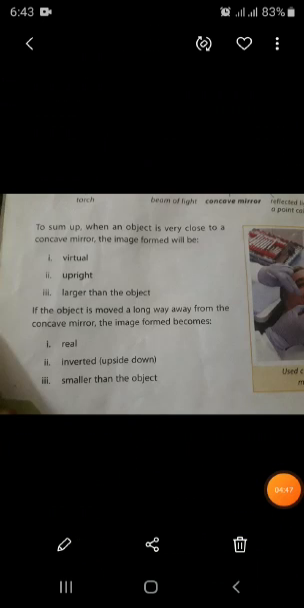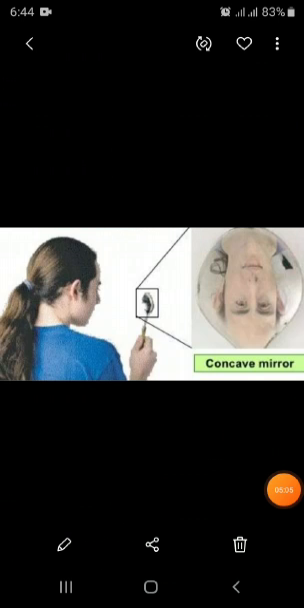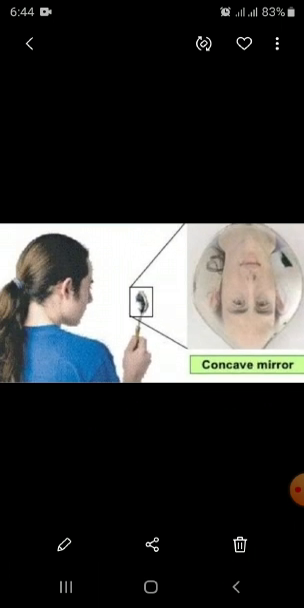Now, which type of image will be formed when an object is very close to a concave mirror? Keep this in your mind: when an object is very close to a concave mirror, the image formed will always be virtual and upright, and it will always be larger than the object. This is the image that is created by the concave mirror. So this is about the concave mirror.